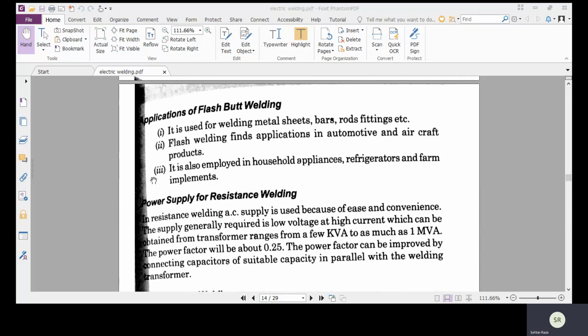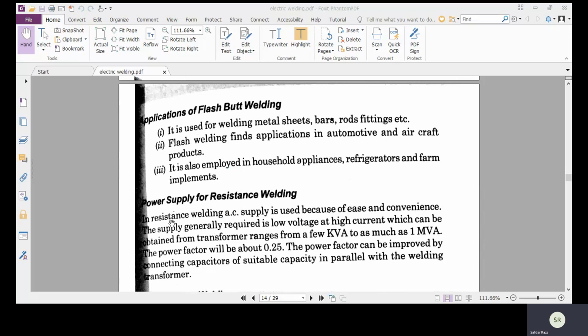Applications of flash butt welding include welding metal sheets, bars, rods, fittings. Flash welding finds application in automotive and aircraft products. It is also employed in household appliances, refrigerators, and farm implements.